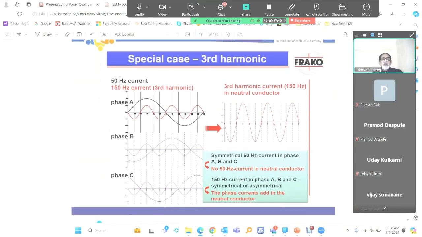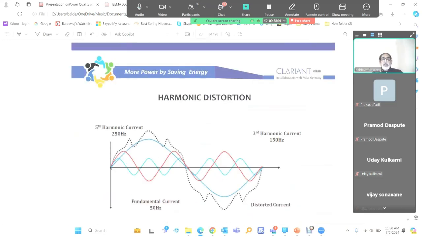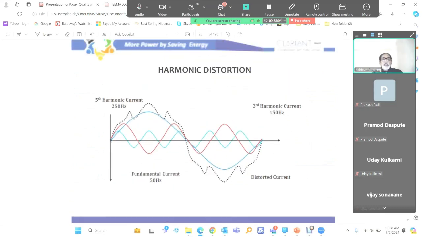So this is how the system looks. The third harmonic is shown in the diagram along with the fundamental current. So it has three cycles in one cycle. And the net harmonic profile looks like this dotted line. Here we have shown the third harmonic and fifth harmonic, and the net current is also shown. So this is how it gets distorted.